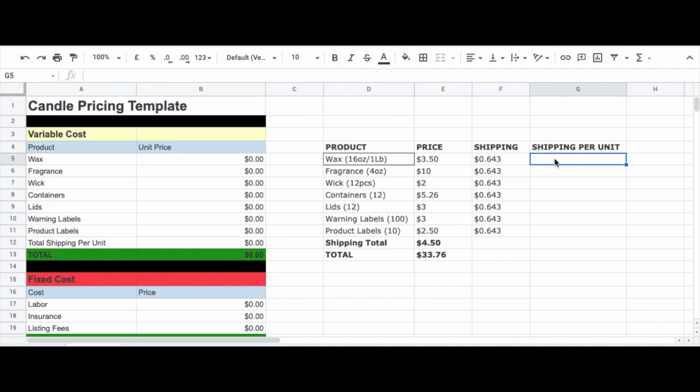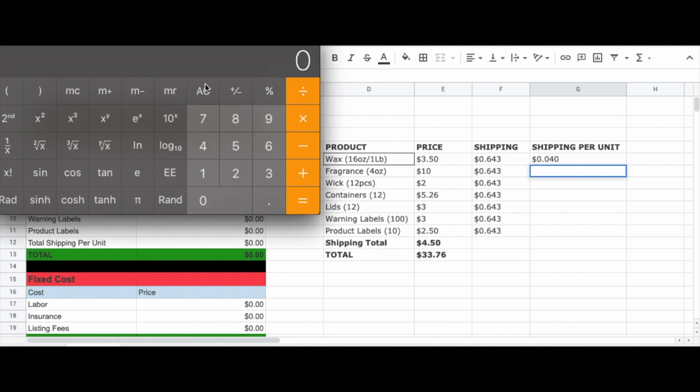Let's just leave it at 0.040. So we shipped 4 ounces of fragrance for 0.643. To find out how much 1 ounce of fragrance would cost to ship, we need to divide 0.643 by 4, and that is 0.161. Yes, I rounded this up.